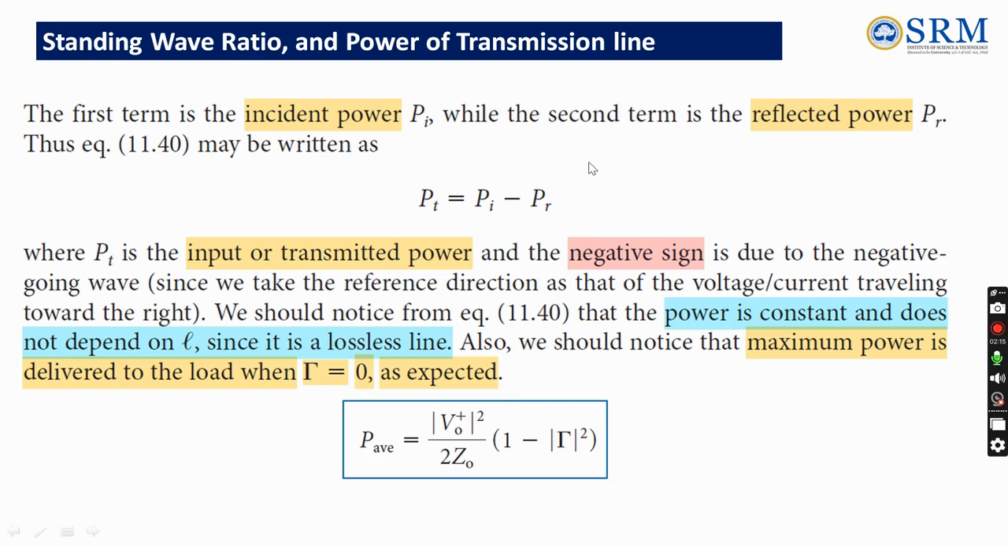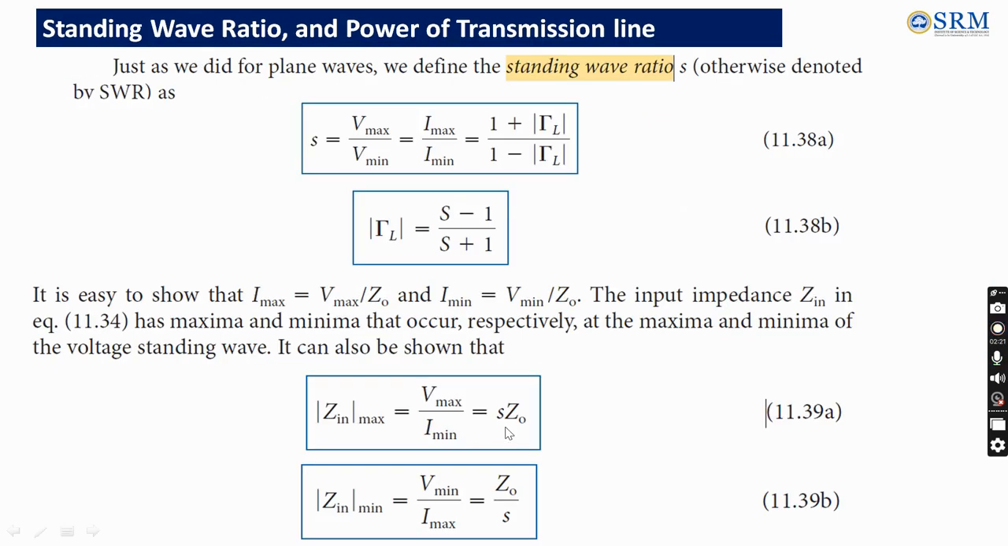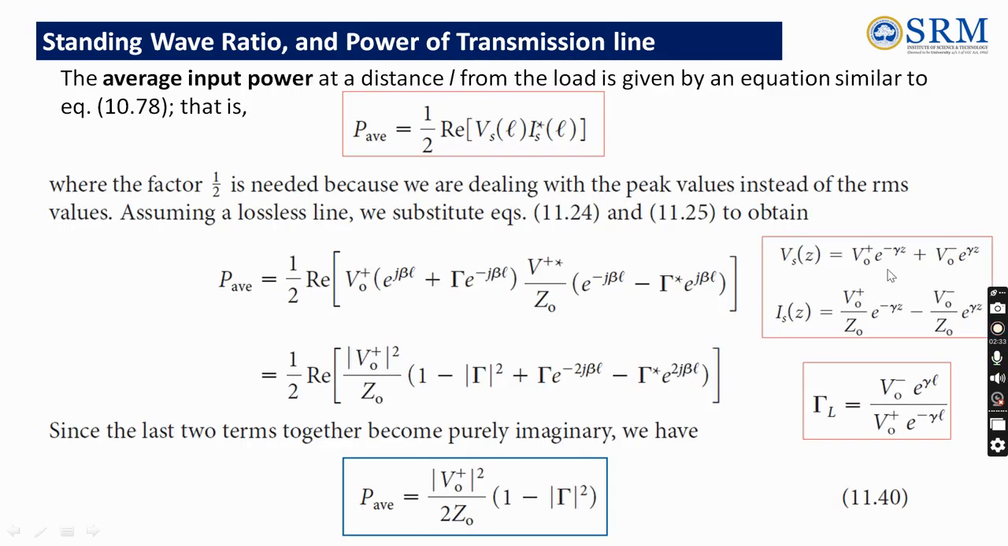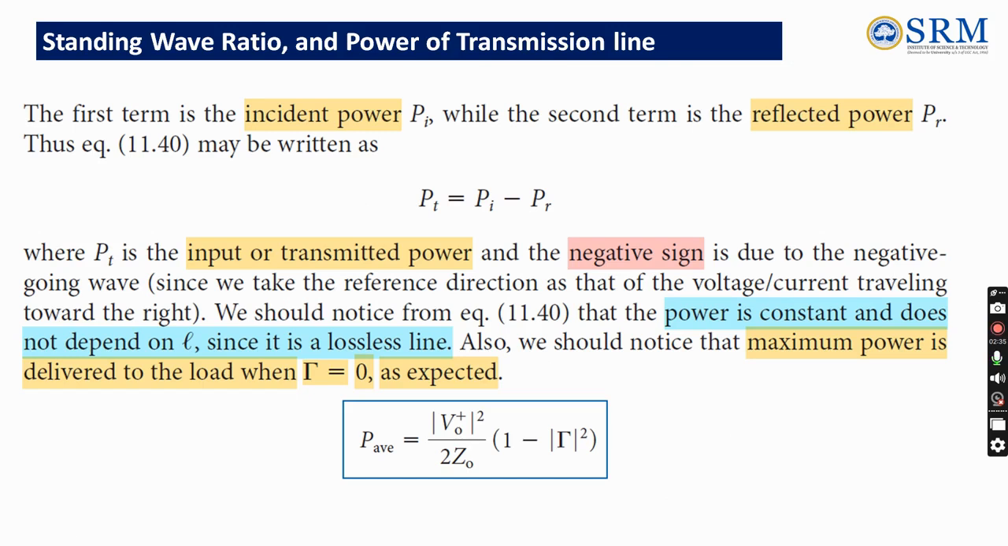Hope you understood how to find the reflection coefficient gamma and VSWR, and how the voltage maxima and minima occur, and what the distance is between successive maxima and between maxima and minima locations. Finally, we computed the average power delivered to the load. Thank you everyone, we will meet in the next session.